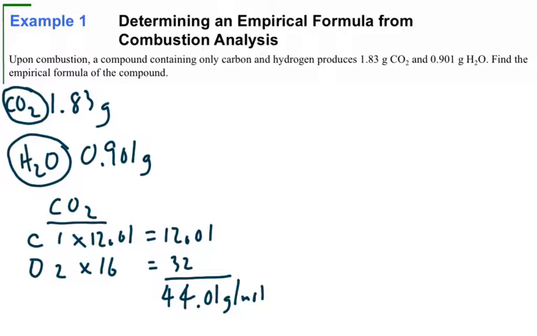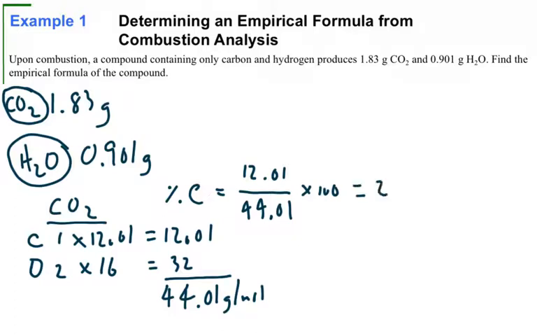Now, if I want to know the percentage of carbon in carbon dioxide, what you do is you get the part of carbon, which is the 12.01, over the total, which is 44.01. I'm not bothering putting units because they're going to cancel anyways. And when you multiply by 100, you're going to get 27.29%. That is the percentage of carbon in carbon dioxide.